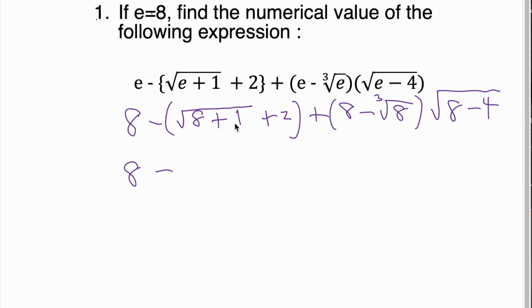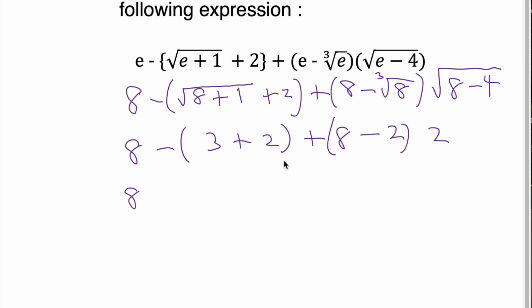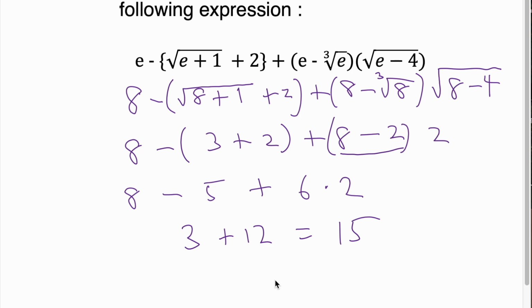This is the square root of 9, which is 3, plus 2, plus 8 minus the cube root of 8 is 2, and then the square root of 8 minus 4. That's the square root of 4, which is 2. So this is 8 minus 5 plus, in parentheses first, 8 minus 2 is 6 times 2. So we get 3 plus 12, which is 15. And that's problem number 1.